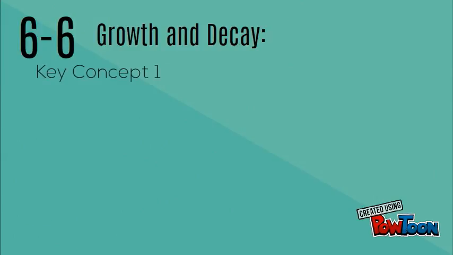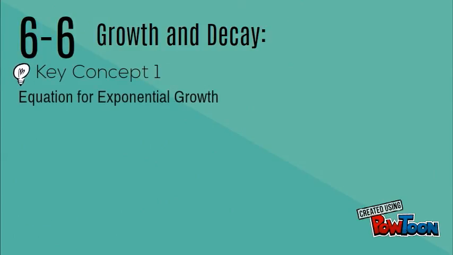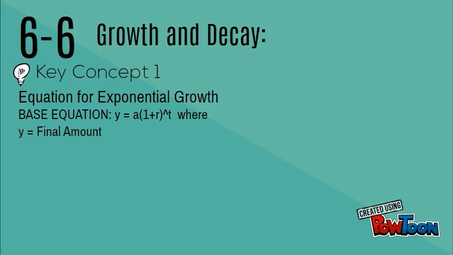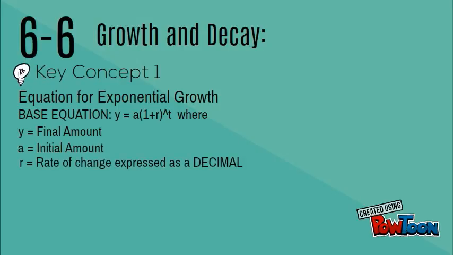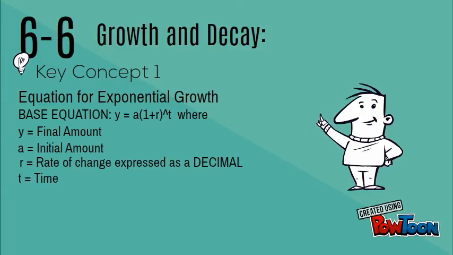6.6 Growth and decay. Key concept number 1. Equation for exponential growth. Base equation. Y equals a times the sum of 1 and r to the t, where y is the final amount, a is the initial amount, r is the rate of change expressed as a decimal, and t is time.